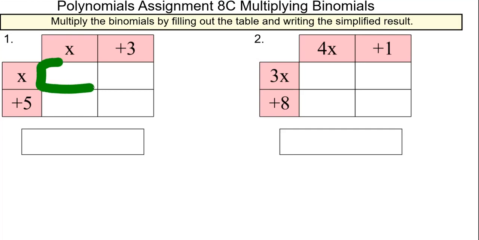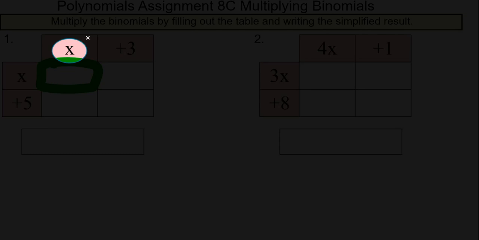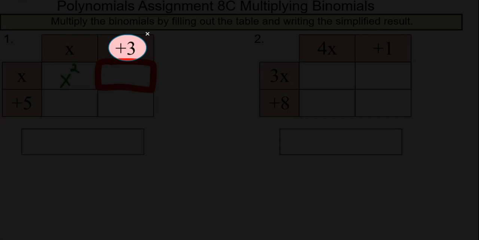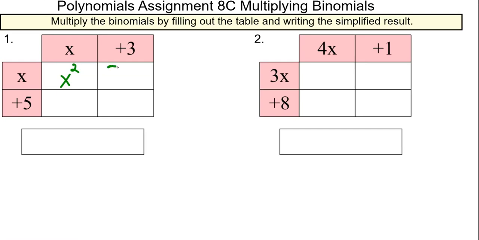To get this value right here, we multiply what is above it by what is beside it. And x times x is x squared. To get this value, we multiply what is above it by what is beside it. 3 times x is 3x.